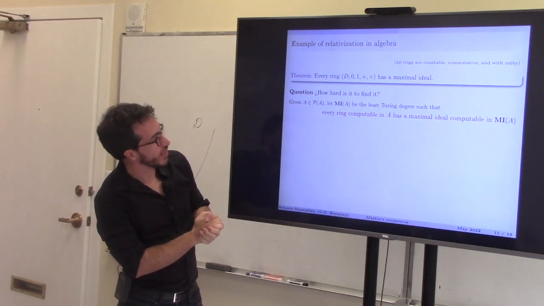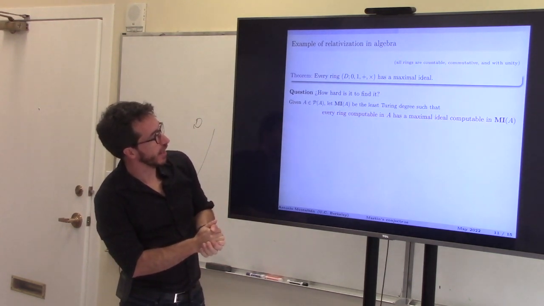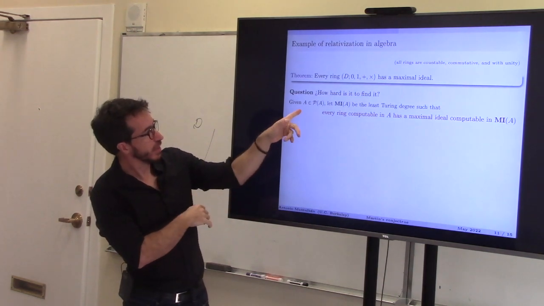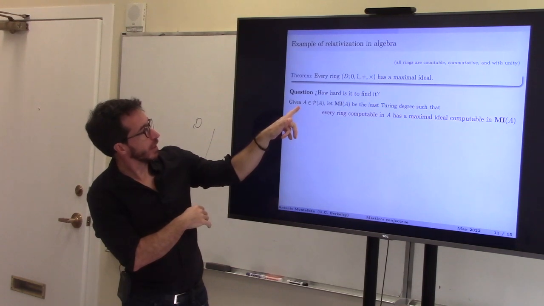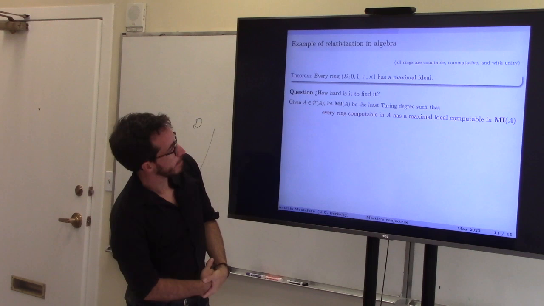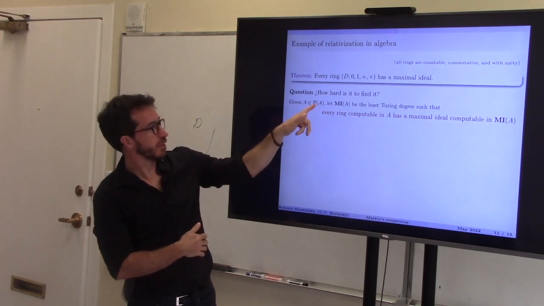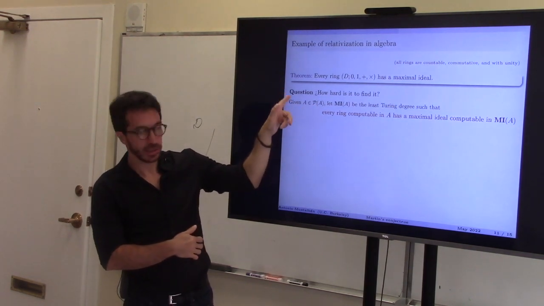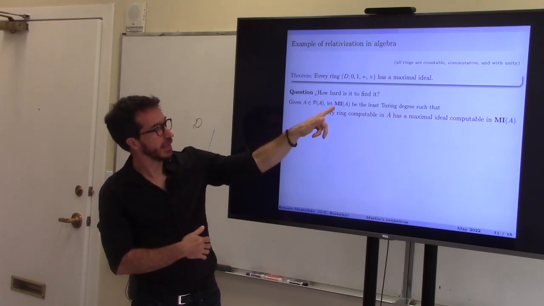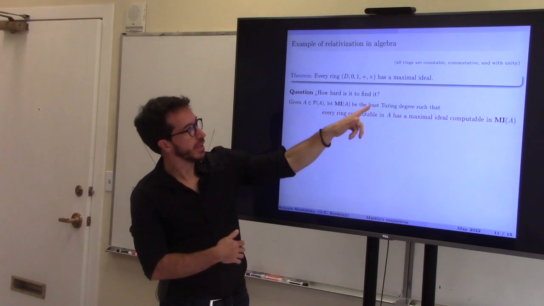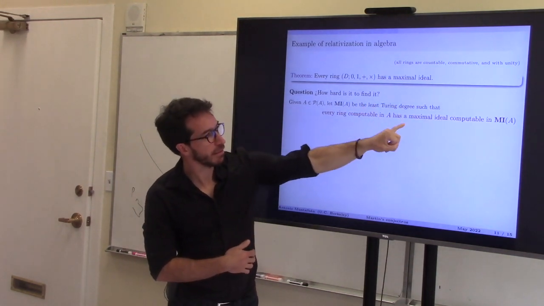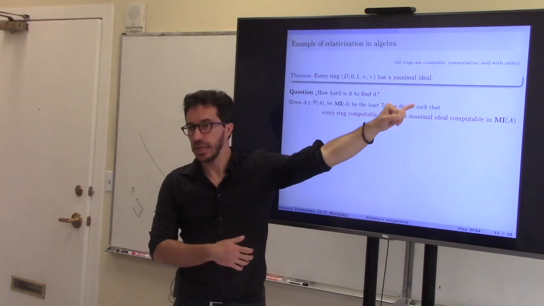So, okay. Let's formalize this question in the language that I was just developing. Given, okay, this is the power set of natural numbers. Given a subset A of natural numbers, let mi of A, for maximal ideal of A, be the least Turing degree such that every ring that is computable in A has a maximal ideal computable in mi of A.